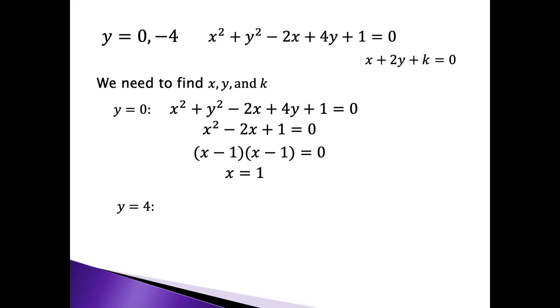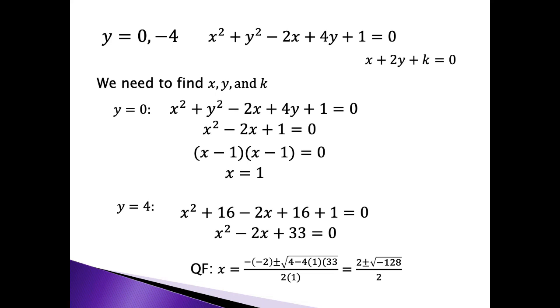For y equals negative 4, and the equation of the circle, x squared plus 16 minus 2x minus 16 plus 1 equals 0, we find that x squared minus 2x plus 33 equals 0. This is not factorable, so we use the quadratic formula, and we have x equals 2 plus or minus the square root of 4 minus 4 times 1 times 33, all over 2 times 1, which equals 2 plus or minus the square root of negative 128 all over 2. This is imaginary, which does not have a real solution.